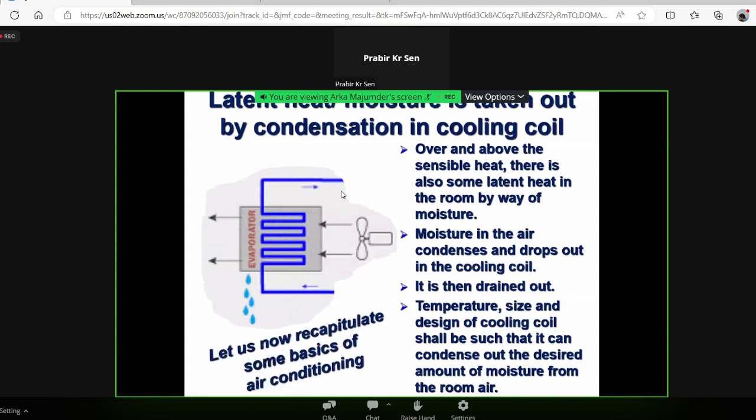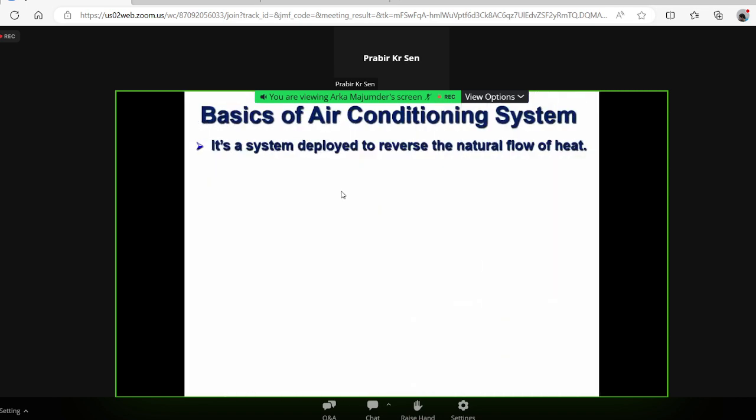Yes. Now, let us go to some basics of air conditioning. So, air conditioning is a system used to reverse the natural flow of heat. What is the natural flow of heat? Natural flow of heat is that heat flows from a hotter area to a colder area. But in an air conditioning system, we take out the heat from a colder area to a hotter area.